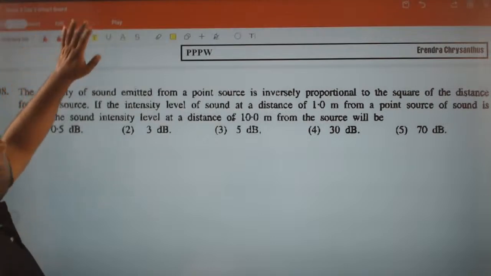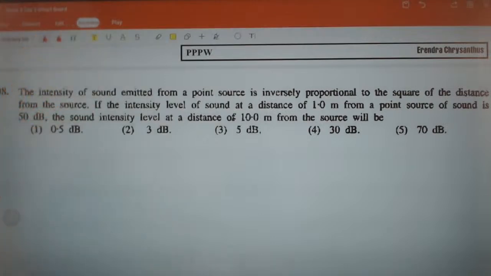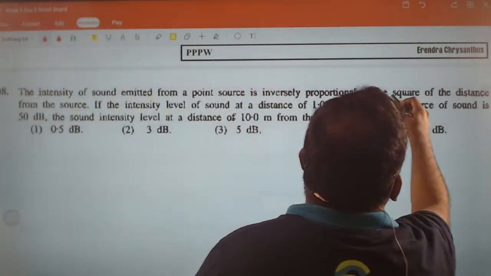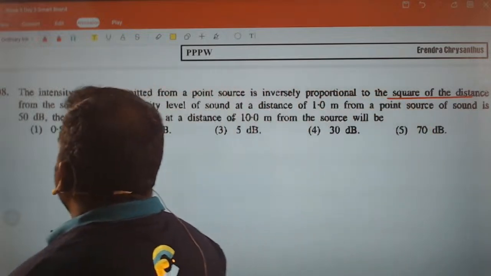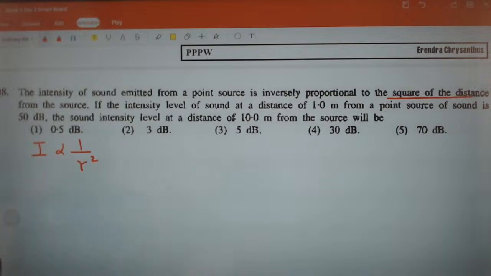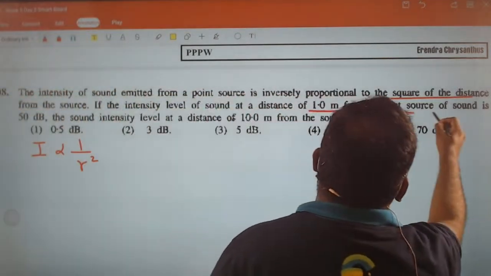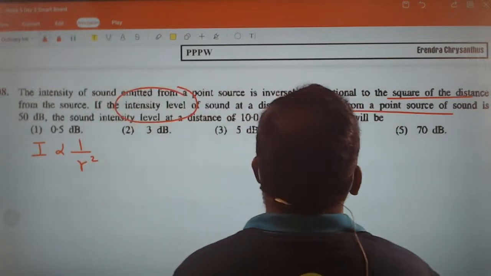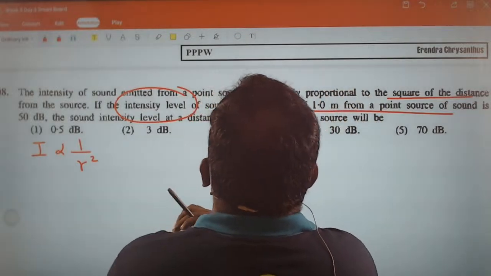Okay. Let's work. Intensity of sound emitted from a point source is inversely proportional to the square of the distance from the source, I proportional to 1 over R square. What are they asking? If the intensity level of sound at a distance of 1 meter from the point source, intensity level, that means beta, don't forget, is 50 decibels, what is the sound intensity level at a distance of 10 meters?